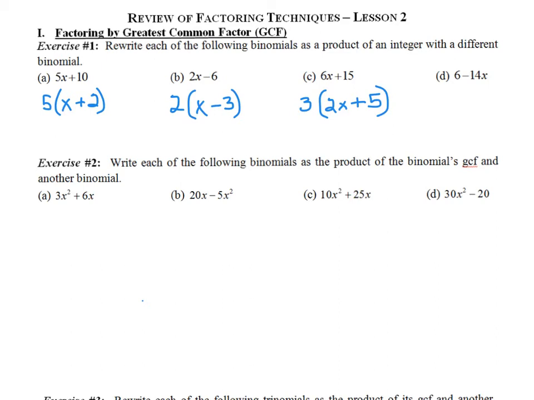Remember that we can always check our answer by applying the distributive property. So if we distribute 3 times 2x, we do get 6x. And if we distribute 3 times 5, we do get 15. For part D, this one's written in a different order, but don't let it affect you at all. We can take out a 2 here, and we're left with 3 minus 7x.